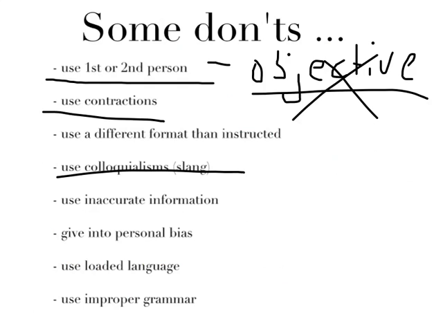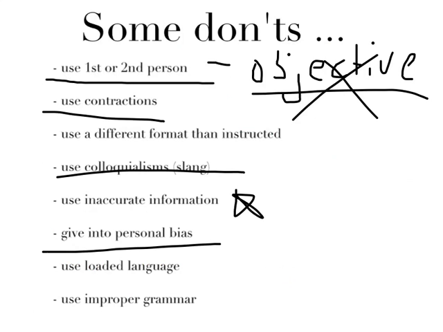Don't use colloquialisms. That's slang, okay? This is a formal paper. You want to use formal language, okay? You're not writing a text message to your best friend down the street. You definitely don't want to use inaccurate information. You'd be amazed at how often that occurs. Make sure you fact check everything that's in there.